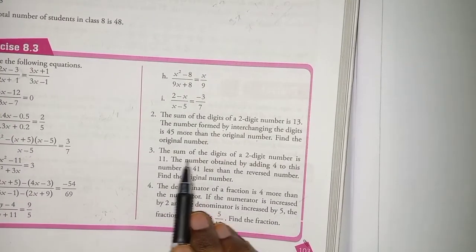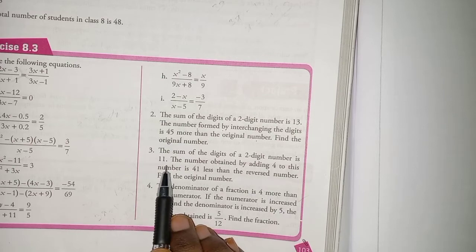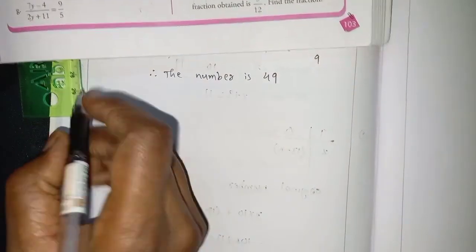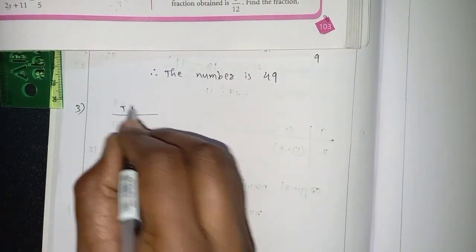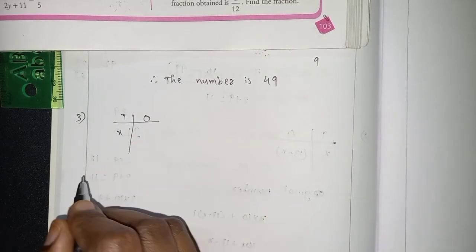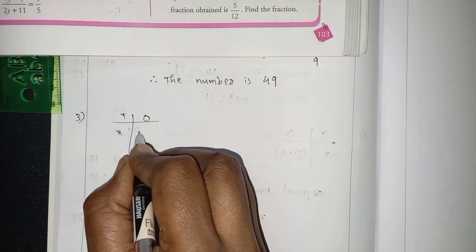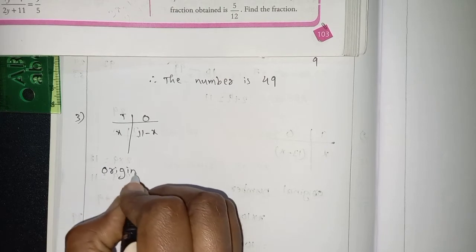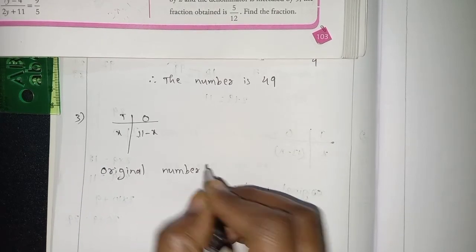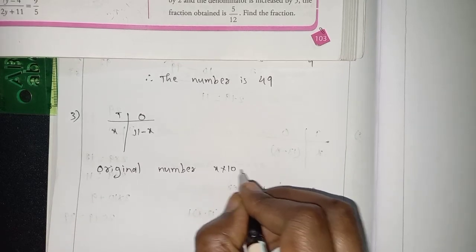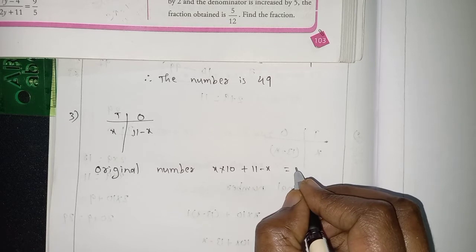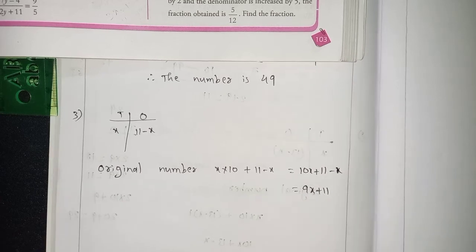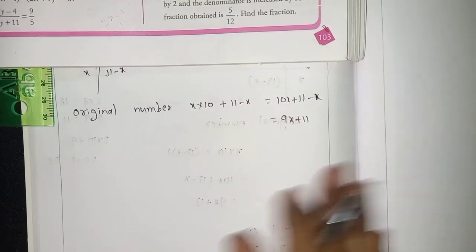Same way. Third one. The sum of the digits of a two-digit number is 11. Tens place, ones place. I'm going to assume the tens place as x. The sum is 11, no? So, the other digit might be 11 minus x. Now, I'm going to write the original number. Original number, how much? x into 10 plus 11 minus x. So, 10x plus 11 minus x. It will be 9x plus 11. So, this is my original number now.